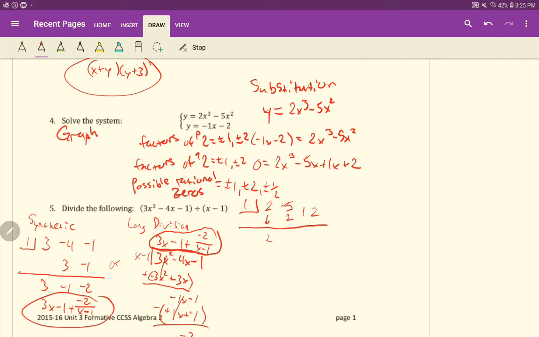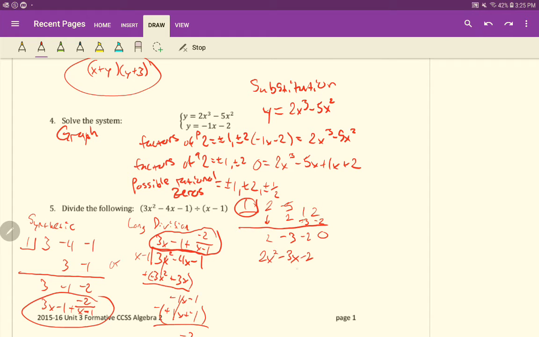2 times 1 is 2, -5 and 2 is -3, -3 times 1 is -3, 1 and -3 is -2, -2 times 1 is -2, and 2 and -2 is 0. Aha, we found one that works. So 1 is the x-coordinate of one of our zeros. That leaves us with this answer, which we interpret as 2x squared minus 3x minus 2. We know it's x squared because our original polynomial was a cubic, and when you divide something out of your polynomial, you reduce the degree by 1, so the cube becomes a square.